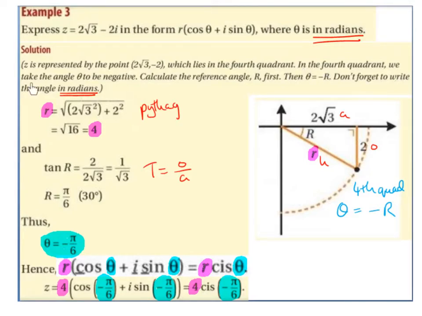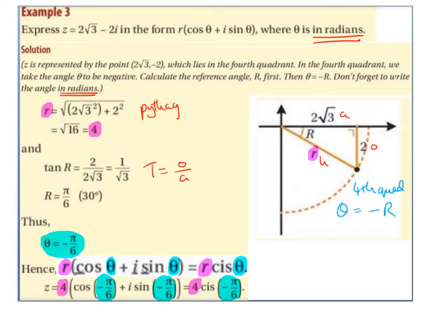Don't forget to write the angle in radians. So again, we use TOA. So tan is equal to the opposite over the adjacent. The opposite is 2, the adjacent is 2 root 3. So tan of OR is 2 over 2 root 3, which is 1 over root 3. So OR is going to be pi over 6.